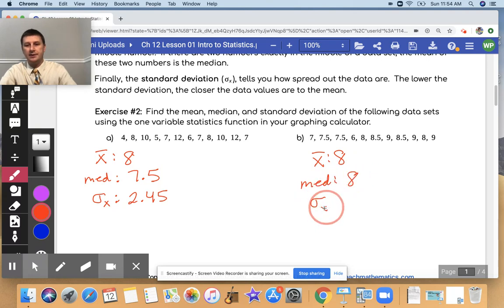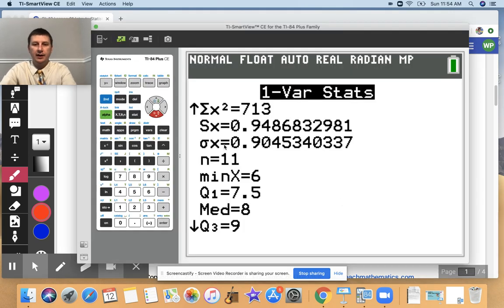And we're going to look at our standard deviation, and we're going to round that to the nearest hundredth again. And our standard deviation is 0.90.